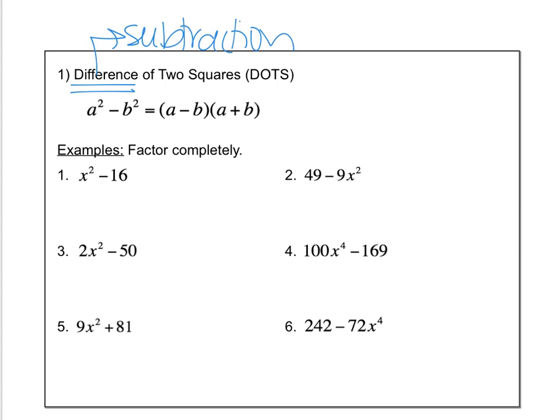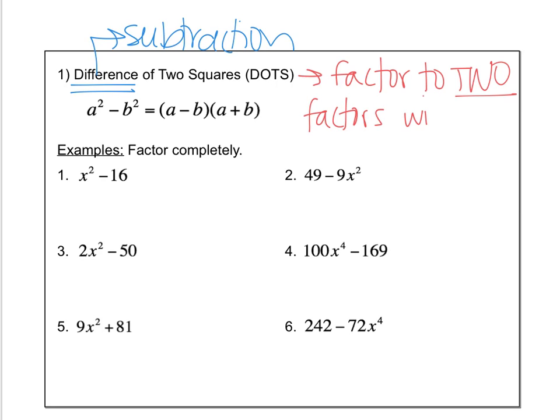My rule is, and you're going to hear me say this a couple times today, a difference of two squares will factor to two factors with different signs. A difference of two squares factors to two factors with different signs. Do you see the play on words there? Difference of two squares, two factors, different signs.